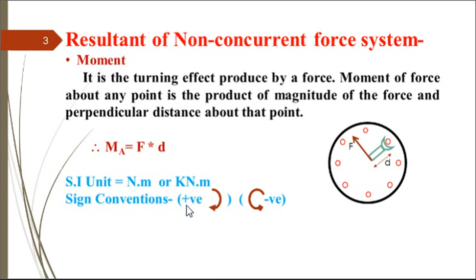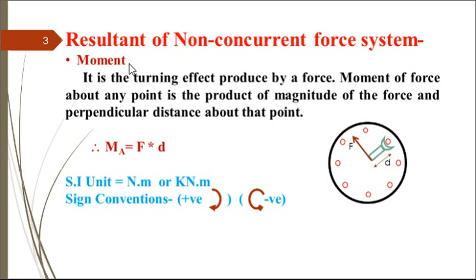Now to determine the resultant of non-concurrent type of force system, again, non-concurrent means the system of forces in which the forces are not intersecting at a single point. So in case of non-concurrent type of force system, to determine the resultant force, a few more terms get introduced. So let's see what those are.